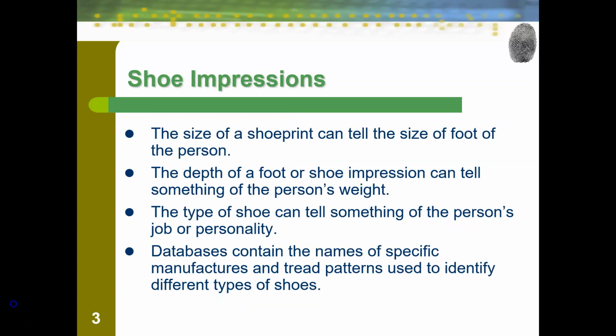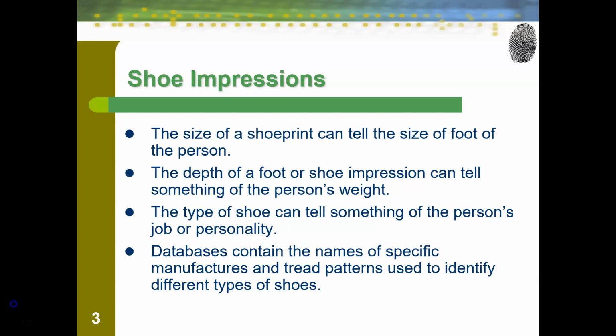So let's talk about shoe impressions first. The size of a shoe print can tell you the size of the foot of the person. If we have a shoe print left at a crime scene, we can measure it and figure out what size shoe that person wore and what their approximate foot size is going to be. The depth of a foot or shoe impression could tell us something about that person's weight. Heavier people are going to sink farther down than lighter people. The type of shoe could tell us something about that person's job or personality. Different people like different types of shoes or have to wear different types of shoes for their jobs, so that can help us narrow things down.